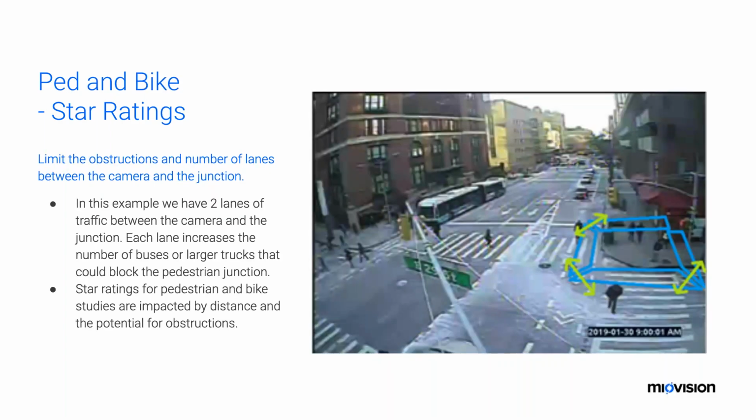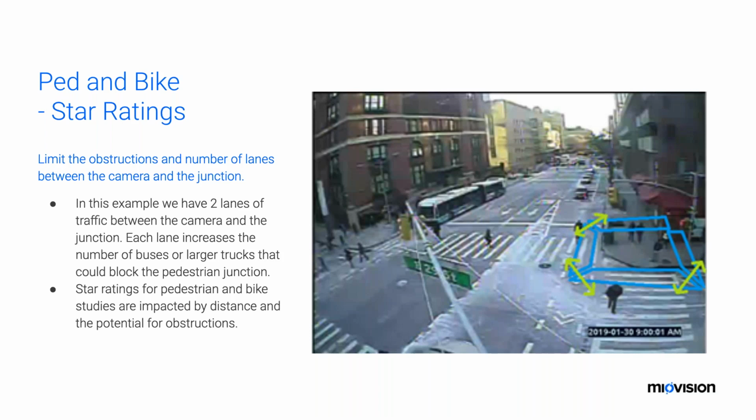A little special note here about pedestrians, ped and bikes. So the star ratings for ped and bikes can be a bit different. The distance, they need to be closer, and we actually recommend not having lanes of traffic in between. So in this example, there's 2 lanes of traffic actually blocking or potentially that could travel in front of this intersection. Also note that these pedestrians, if they kind of cut the corner, also might not be captured. So we want to make sure that it's centered a bit more and we can see better.